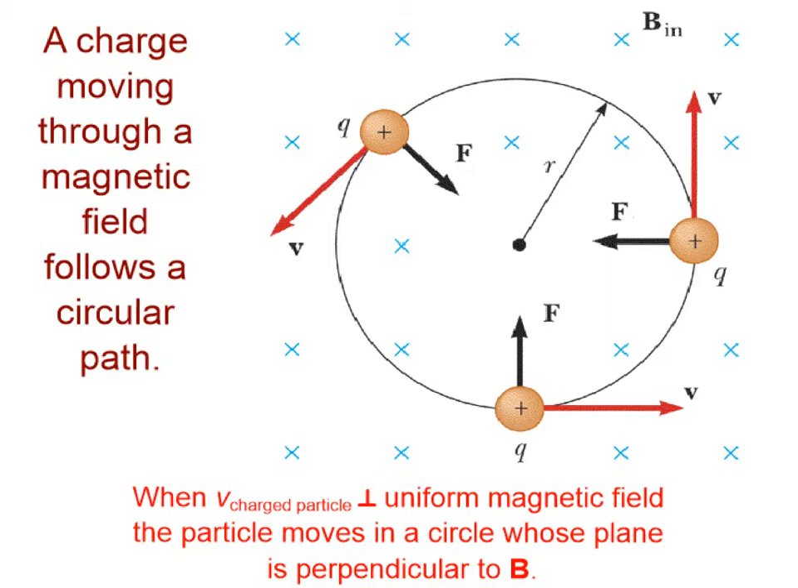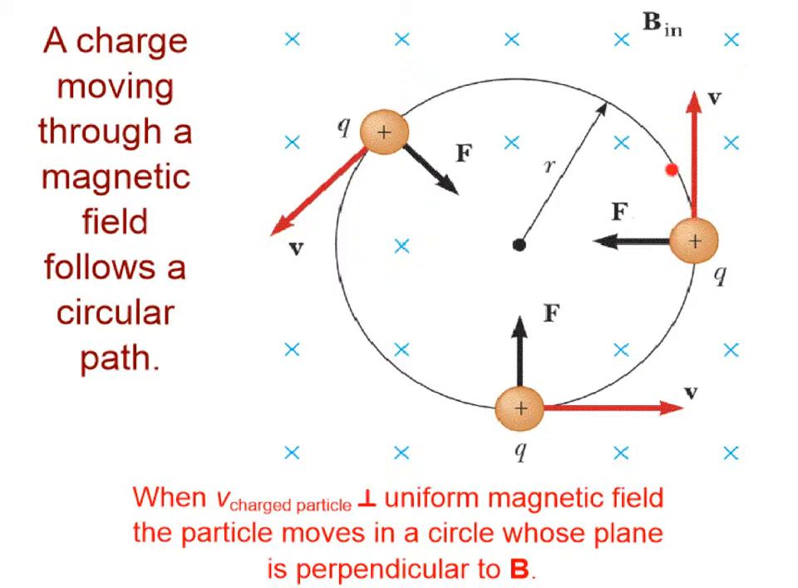Now let's consider a positively charged particle moving through a uniform magnetic field. And remember, these X's represent our magnetic field, which is going away from us into the page. And if we look at this particle and it is moving in a direction that is perpendicular to that magnetic field, we can use our right-hand rule and see that the magnetic force is going to be exerted this direction, if its velocity is this way.